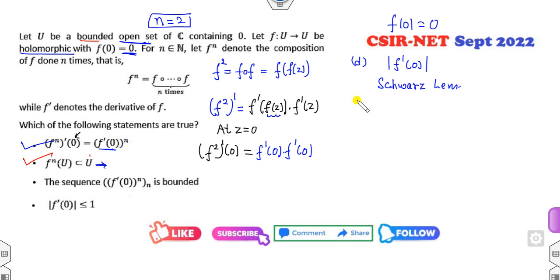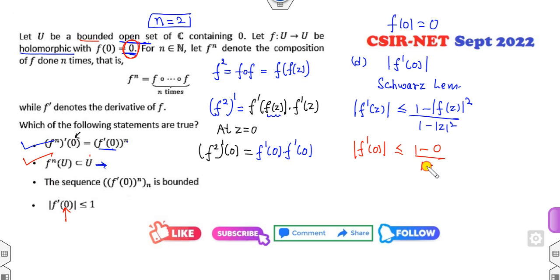Fine. What is the Schwarz lemma? F dash of z square. Now |f dash of z| will be less than or equal to (1 minus |f(z)|) over (1 minus |z|) square. Now your target is to find the values at 0. What is f dash of 0? 1 minus |f(0)|, f(0) is my 0, over 1 minus 0. That is less than or equal to 1. This is also satisfied.